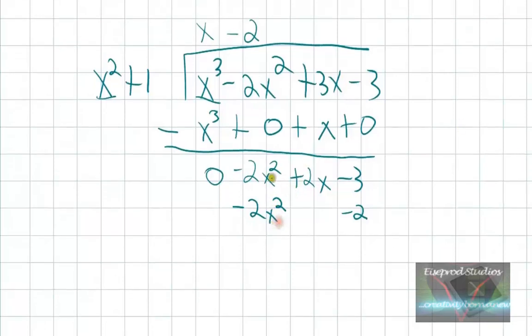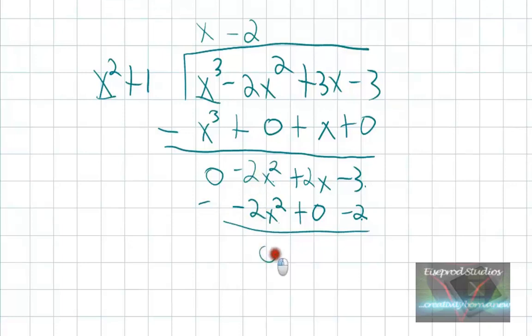So the x squared is underneath the x squared, the constant number is underneath the constant number, and then I'm going to put a placeholder right here because I have nothing to subtract from 2x. So when I do my subtraction, I'm going to have a negative 2x squared minus a negative 2x squared. So remember that a negative minus a negative is just like adding 2x squared to this negative.